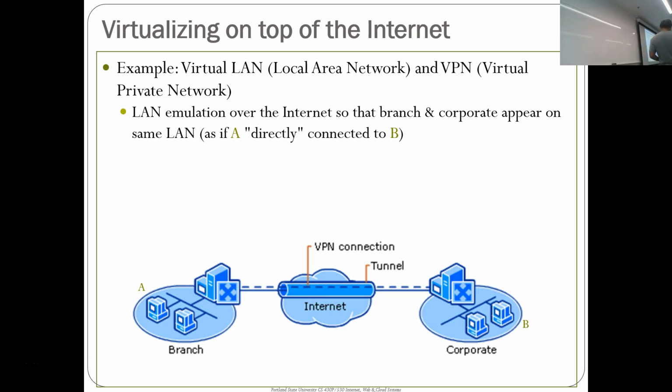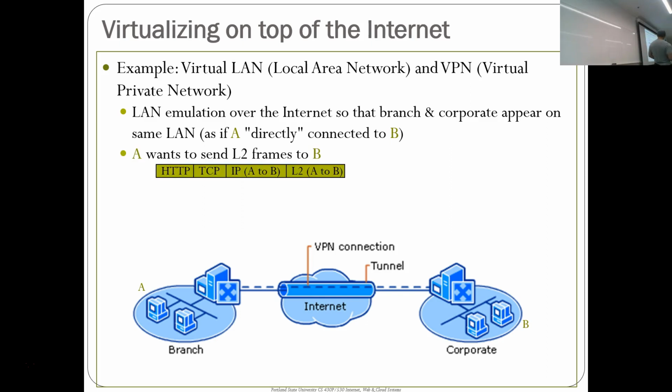The application here is that say you have a corporate office on the right, and a branch office on the left, and you have two machines on this network, and you want the network at the branch to appear as if it's actually part of the corporate network. You want to fake the branch office and the corporate office into thinking that all of the machines share the exact same LAN. So one way you could do this is the following.